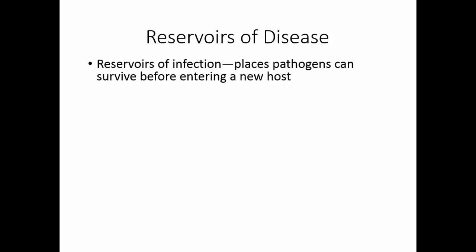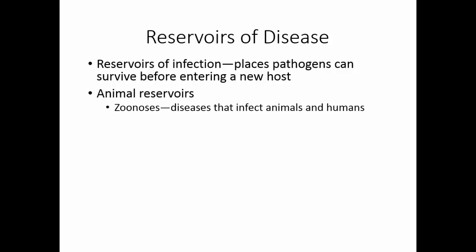There have to be places in the community where infective agents can survive. These are called reservoirs of infection. There are basically three. One is animals. There are a few diseases that are called zoonoses. That's a plural. Zoonosis is a singular. These are diseases that infect animals and humans. There are about 150 zoonoses that we know of.